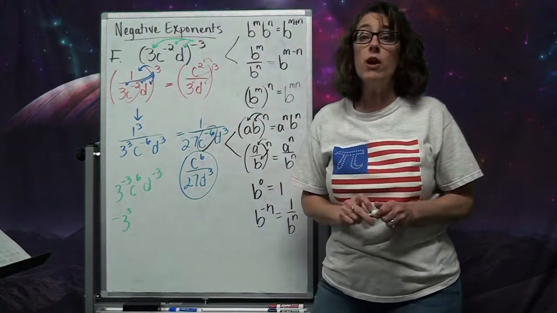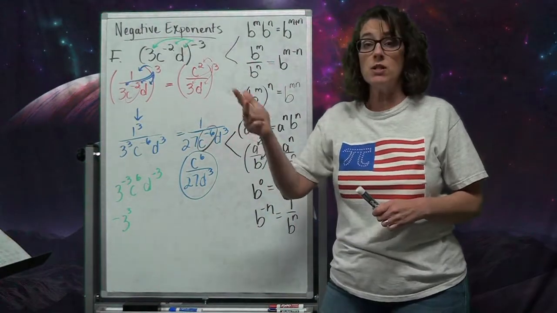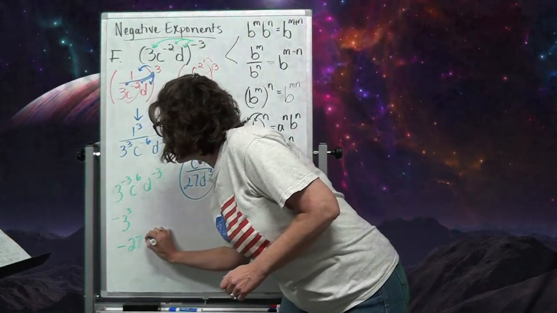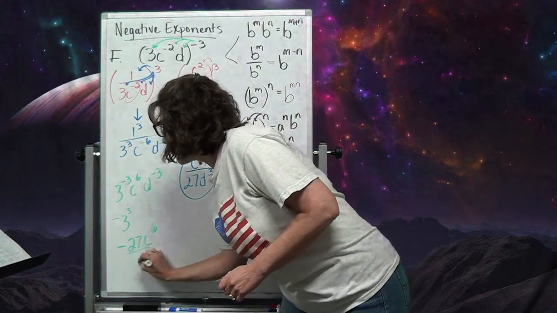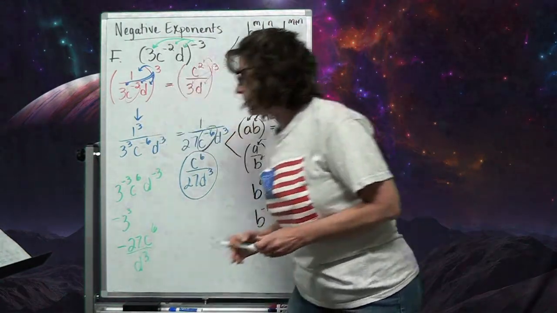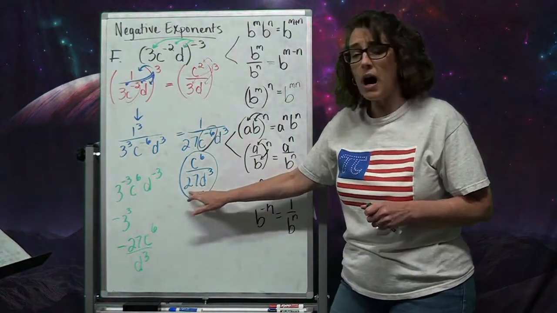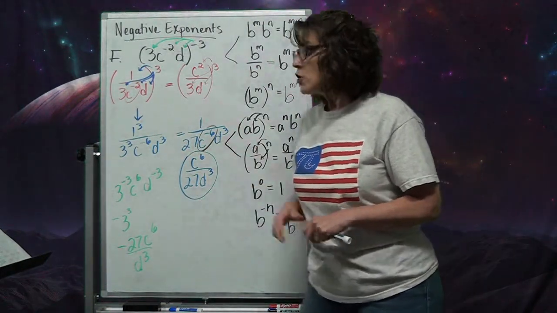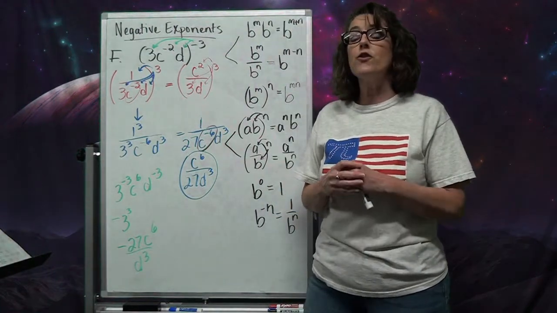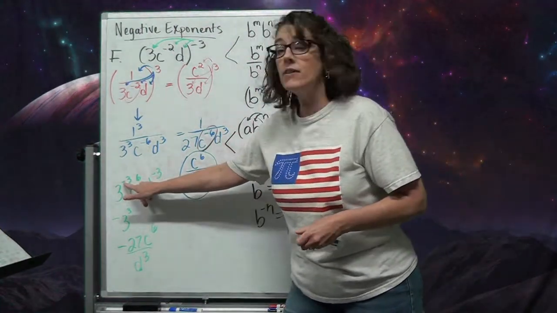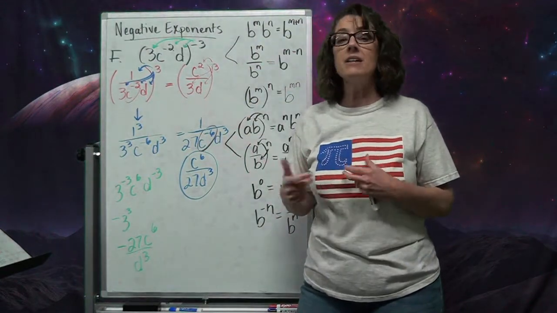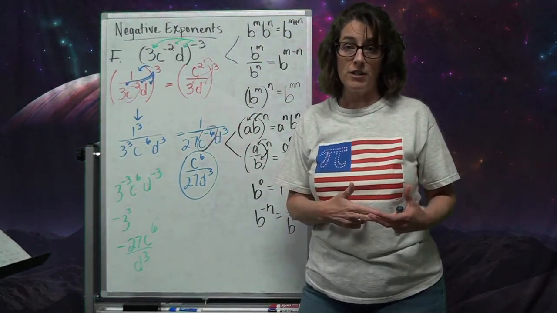Now a lot of people do know 3 to the third means 3 times 3 times 3, which is 27, but a lot of people will give me a negative 27 c to the 6th over a d to the third for their answer. But see, this is a positive 27, plus that 27 is in the denominator. So you need to remember, yet again, negative in the exponent means flip. It does not mean slide that negative out front.